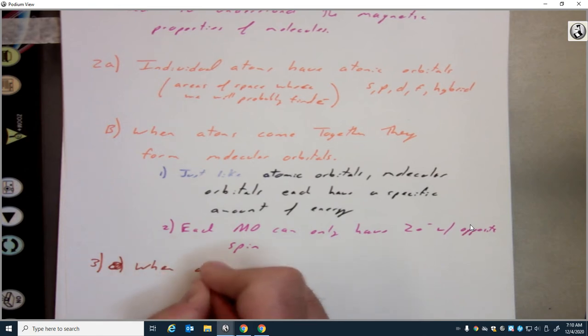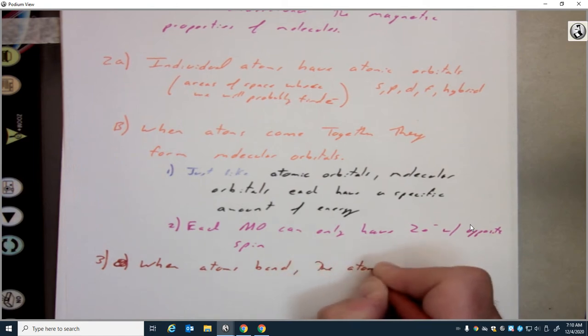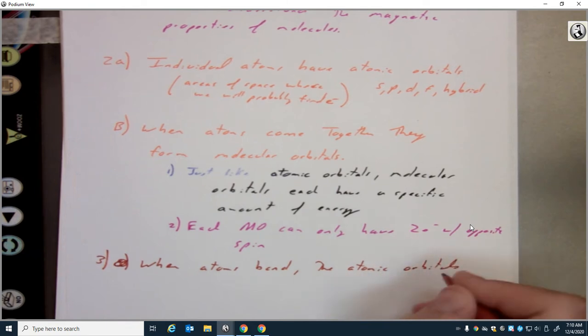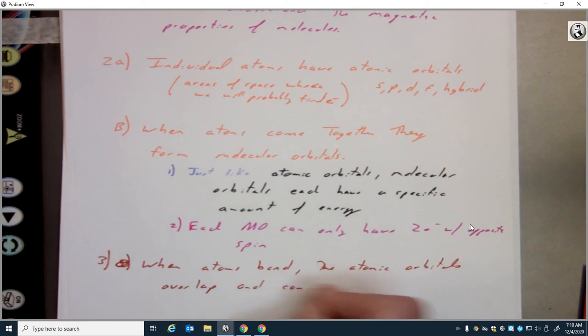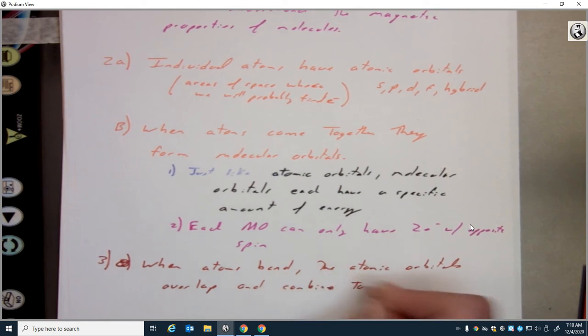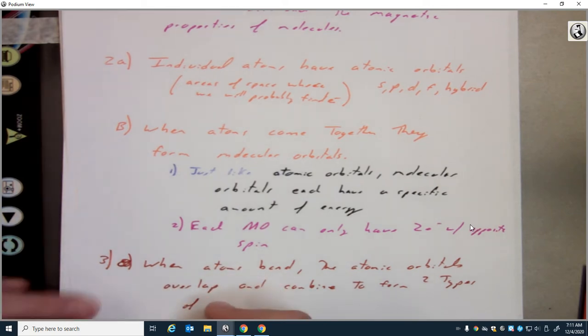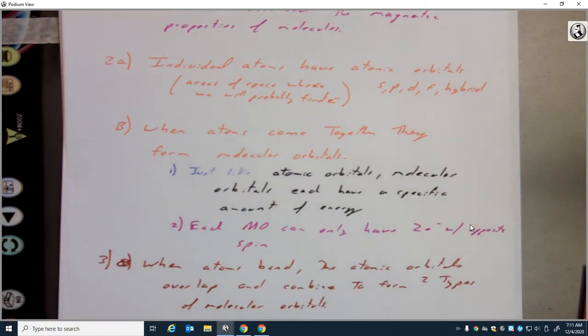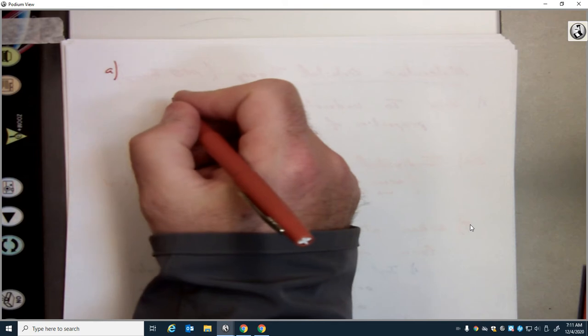So when atoms bond, the atomic orbitals overlap and combine to form 2 types of molecular orbitals. First type are what are called bonding molecular orbitals.